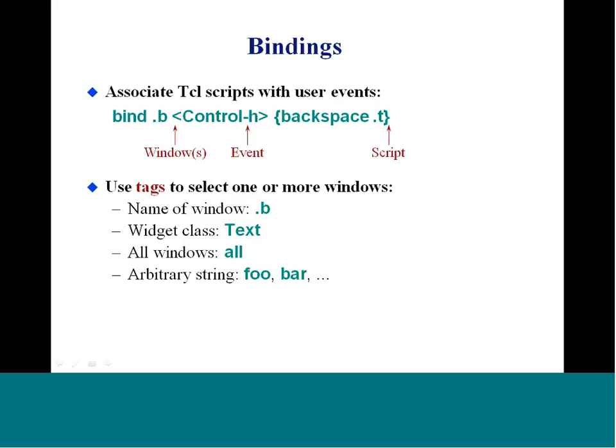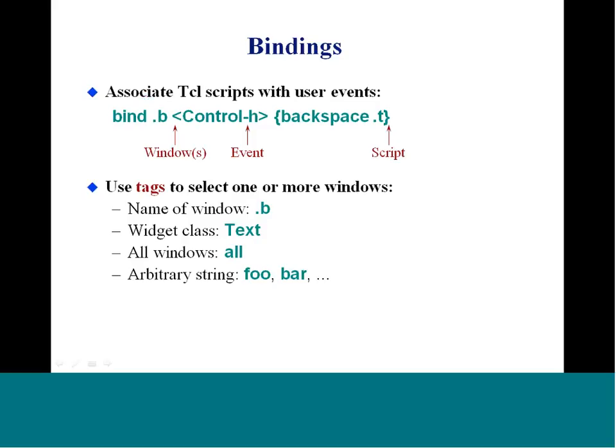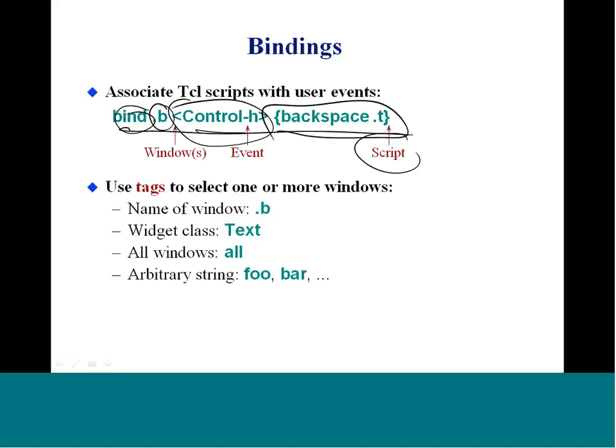Here the command is bind. We know the window, which is .b, and then we bind the event. Here the event is Control-h, so that is the event that we want to bind, and then we bind it to a script, which is in this whole thing. So when you press Control-h, it translates into a tab, and that's through this particular binding that we can select.